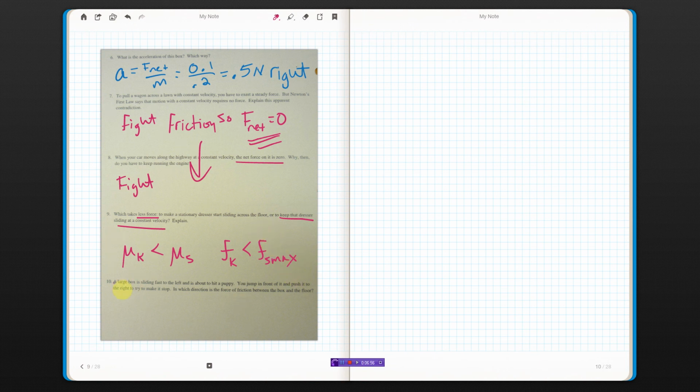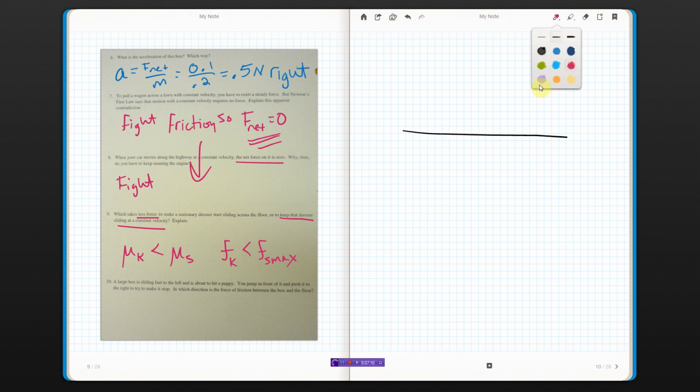Okay. A large box is sliding fast to the left. Okay, I'm going to draw a picture of this. Oh, that is a bad picture. Hang on. Let's try this again. Floor. Large box. Sliding fast to the left. About to hit a puppy.